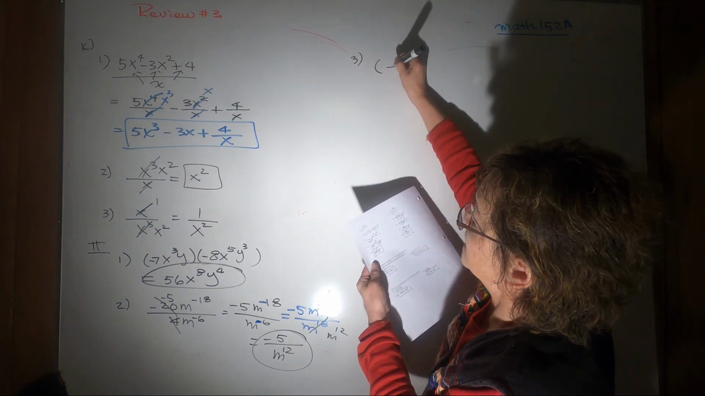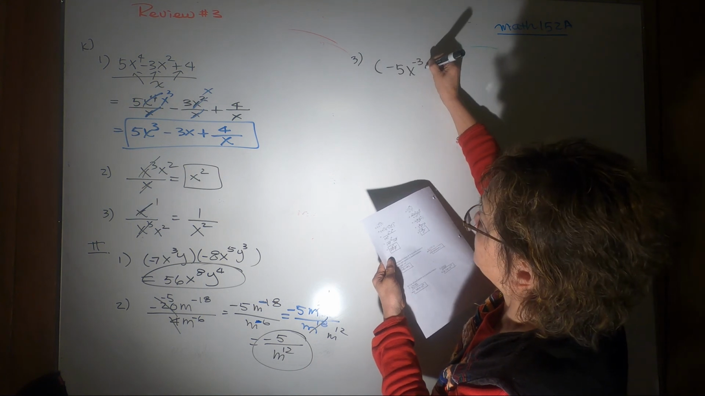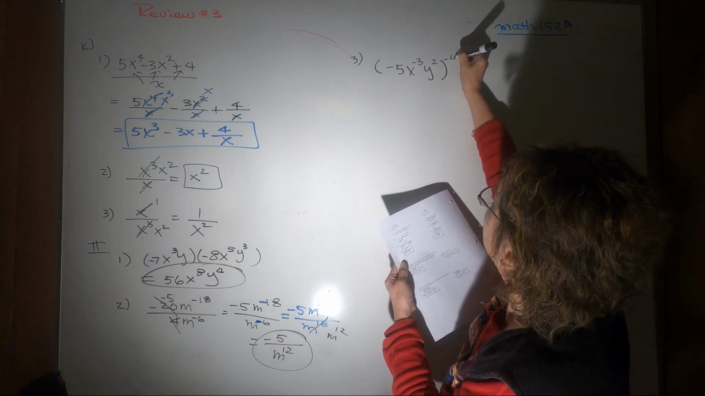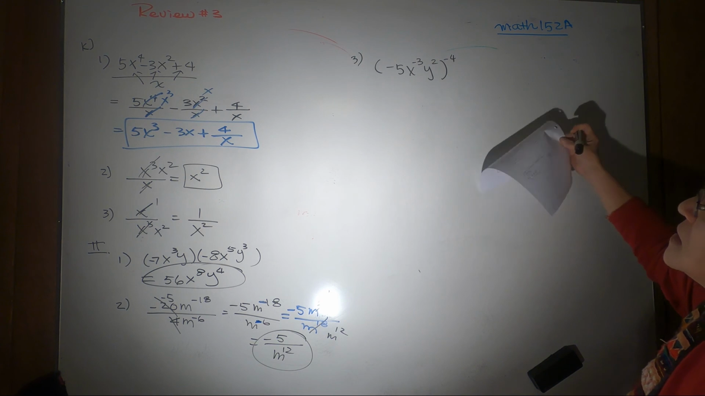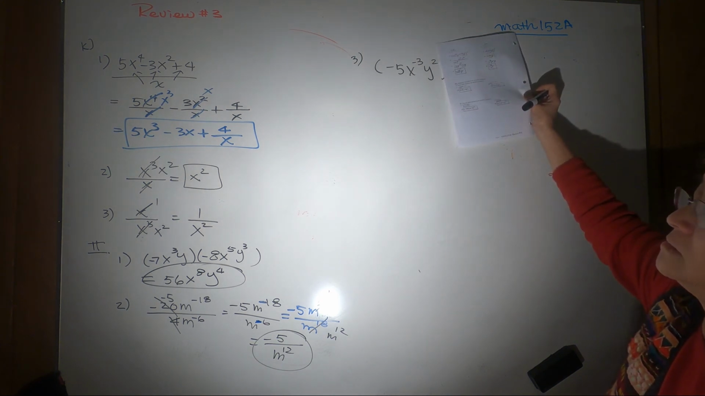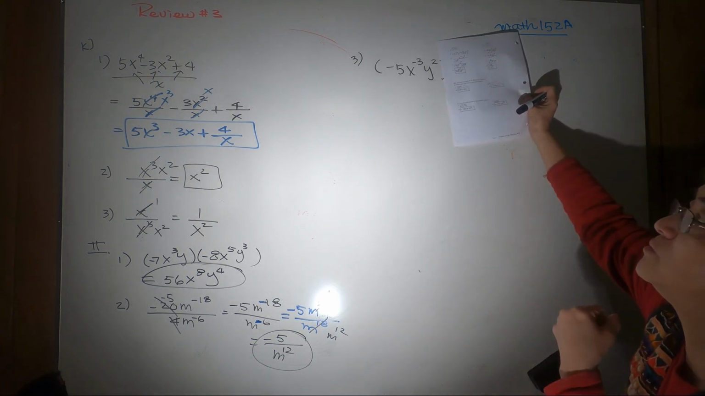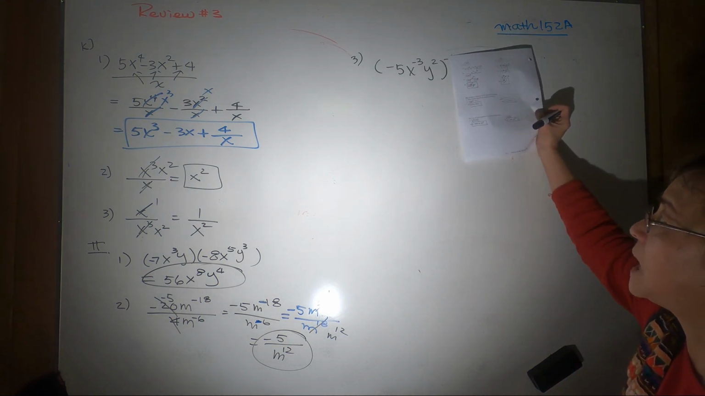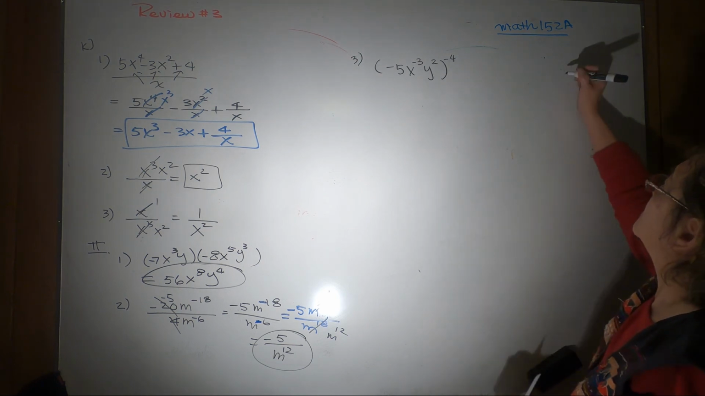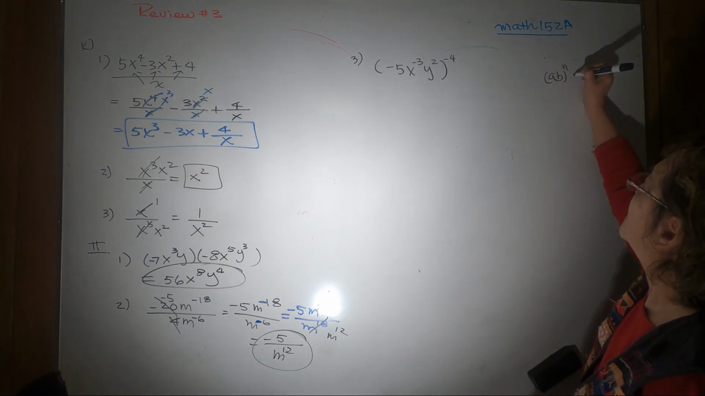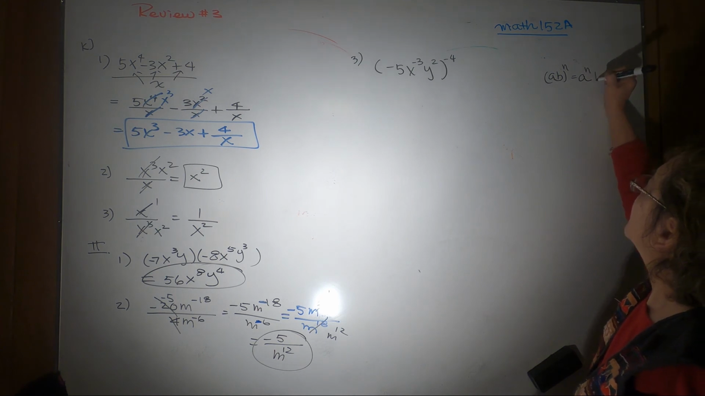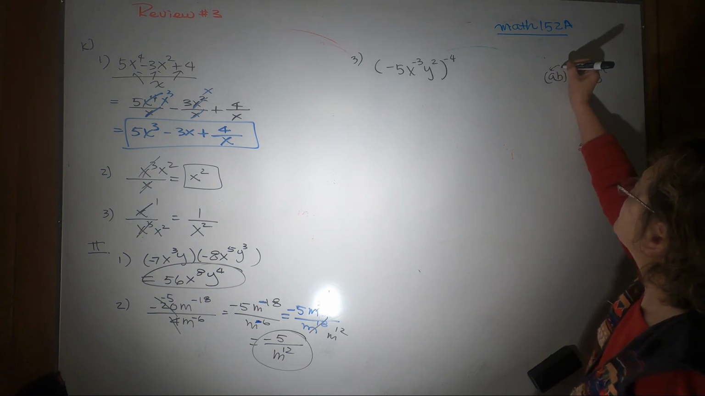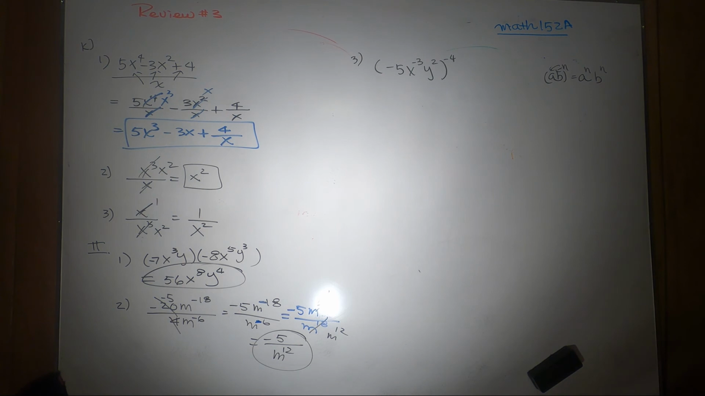we have (-5x^-3 y^3)^-4. So how many terms inside? Just one, because they are multiplying together as one term. One term has a power, just like your (ab)^n. How many a's do you have to the n? How many b's do you have? So you have to distribute your power to everything inside, right?